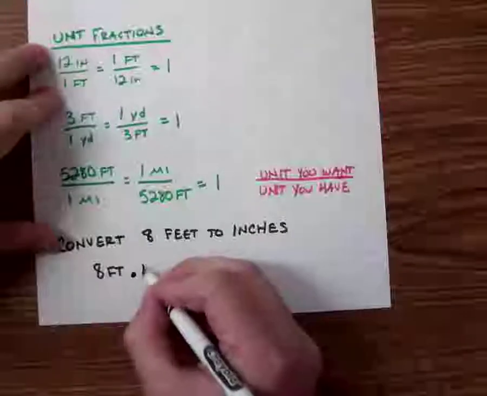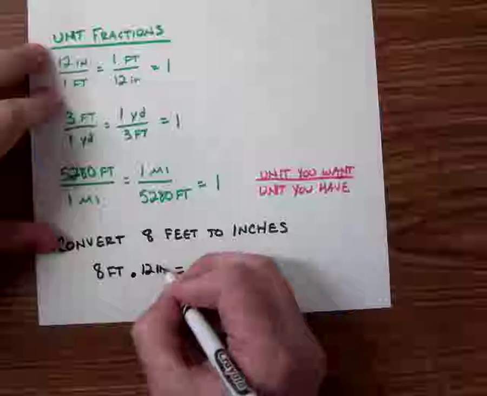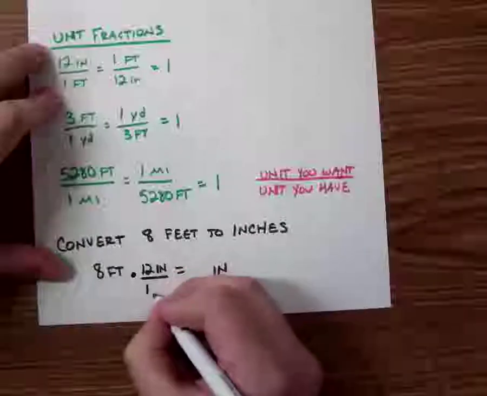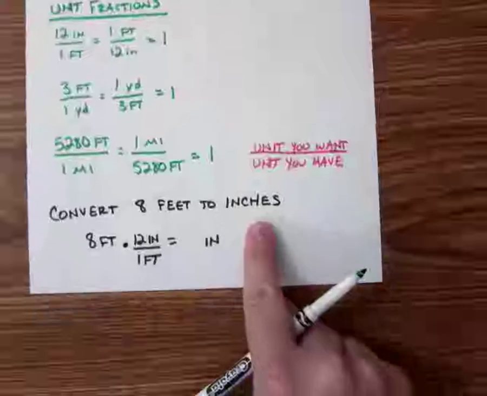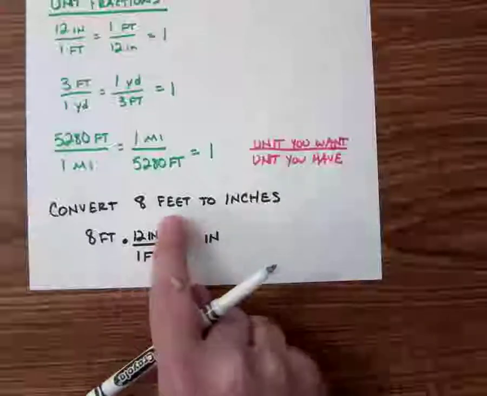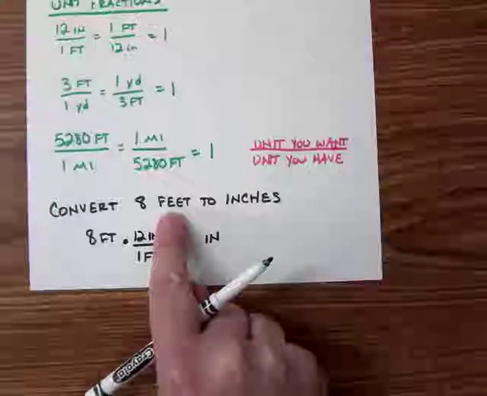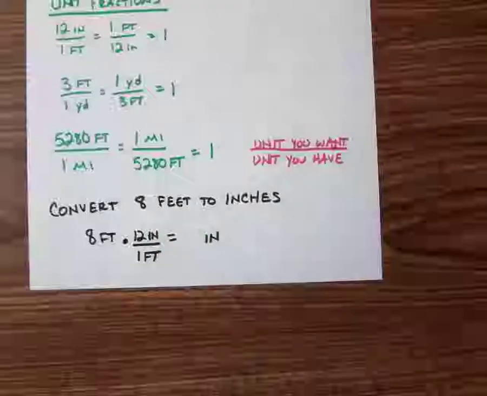So multiplied by 12 inches over 1 foot. The unit that we want to convert to is inches. That one's on the top. And the unit that we have, the number we were given was in feet. That is on the bottom.